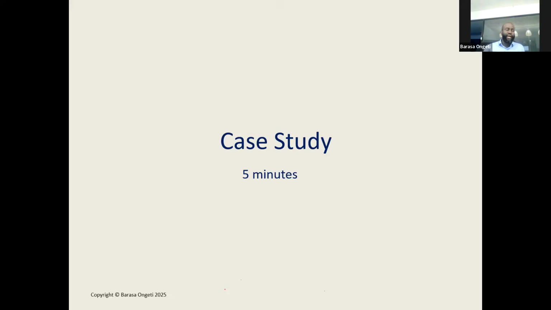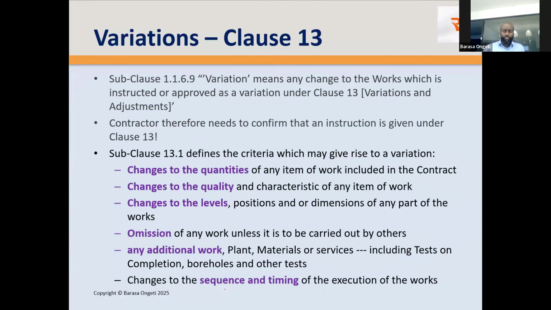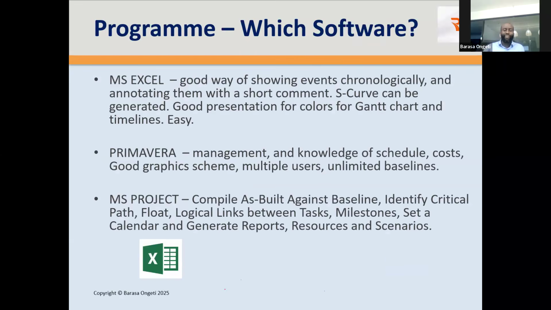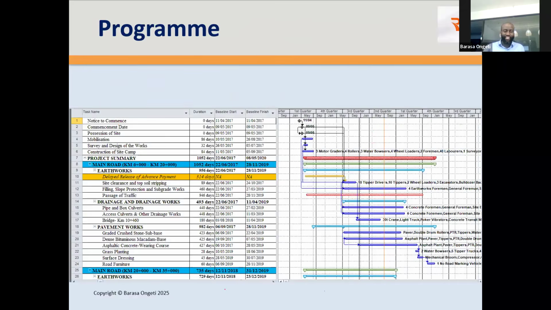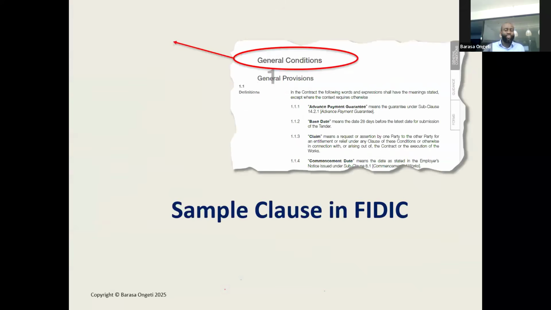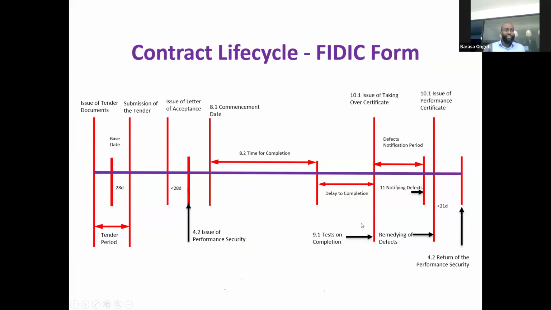You have completion. I said at the beginning when I drew the graph, that completion is when the tests on completion have passed. And that is defined in the contract. So you need to define within your contract what tests on completion are, so that nobody argues that these works are not complete. Okay, tests on completion, 9.1. Once these tests have passed, then the work is complete and is ready for issuing of taking over. I trust that clarifies your question, Mr. Matthew.